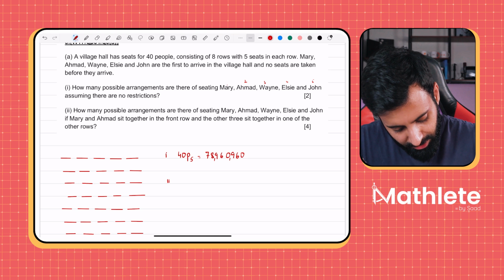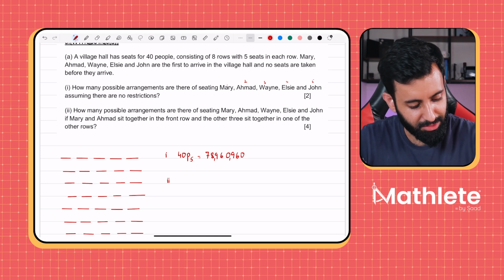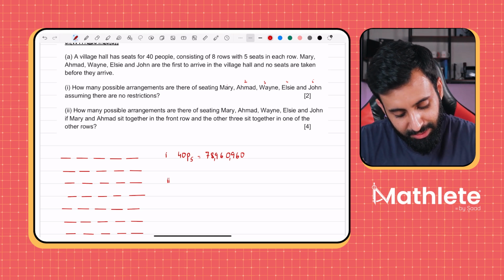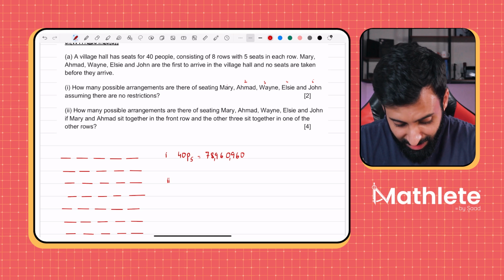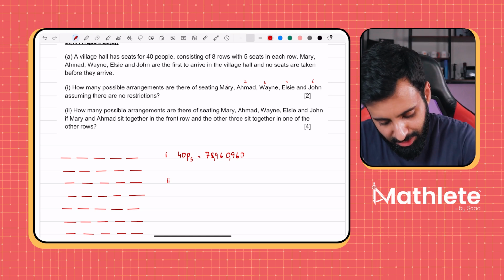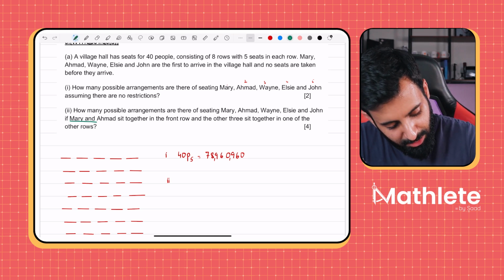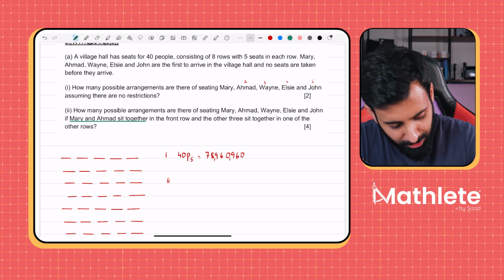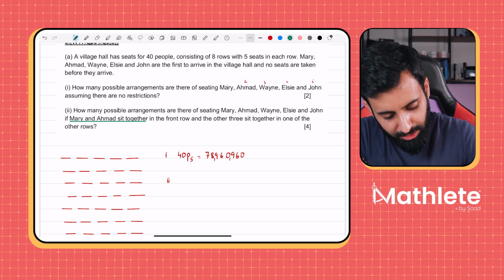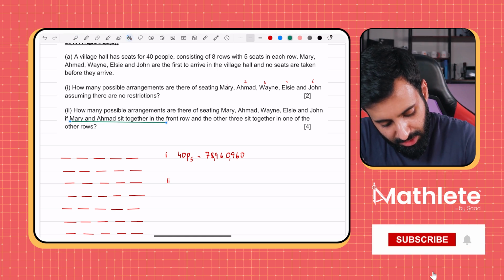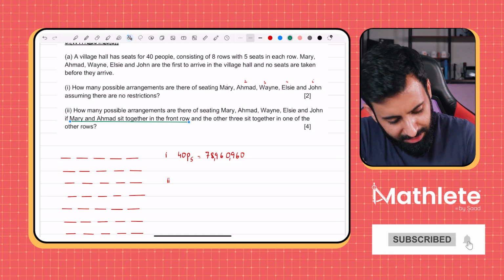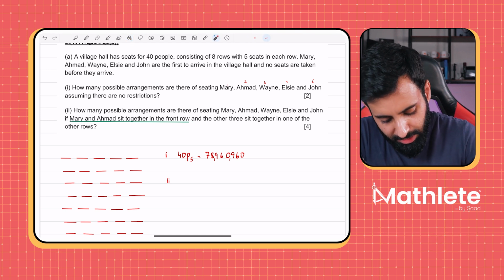Okay, now part 2, once again one of my favorite questions. How many possible arrangements are there of seating Mary, Ahmed, Wayne, Elsie, and John? Now here are 2 different restrictions. If Mary and Ahmed sit together in the front row, first let's talk about how Mary and Ahmed can sit together in the front row. In fact, let's read the question and then we'll deal with this separately.